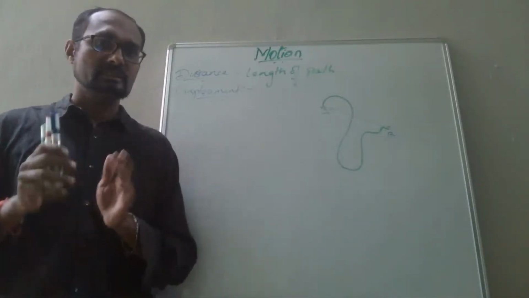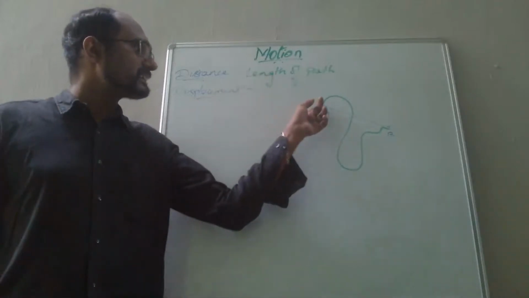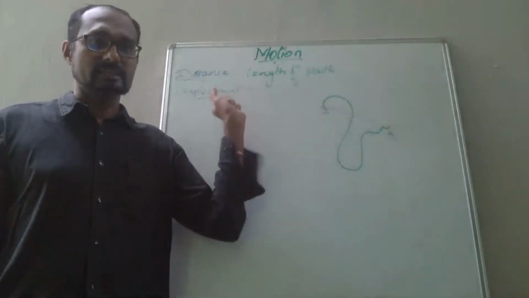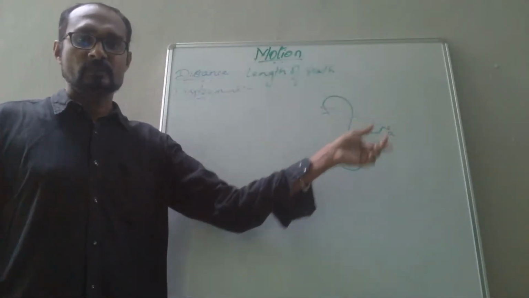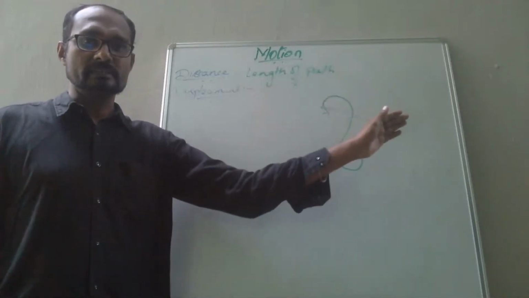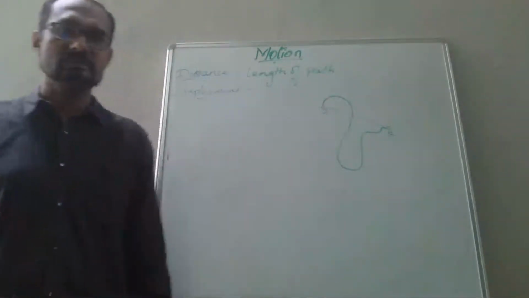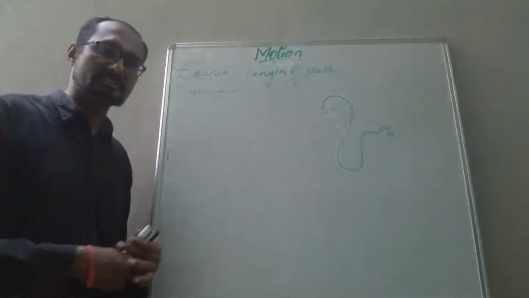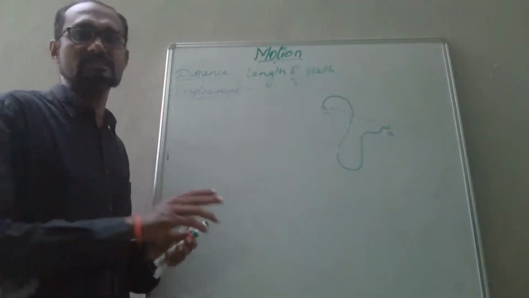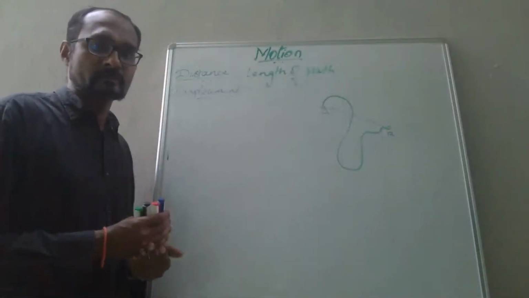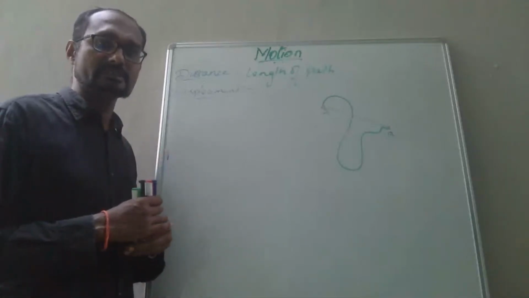So distance is a scalar quantity. On the other hand, displacement, we are saying it moved from A to B straight, along a straight line path. So there is a specific direction here. So we say it is displacement, and because it has a specific direction, it is a vector quantity. So like this we have scalar and vector quantities.